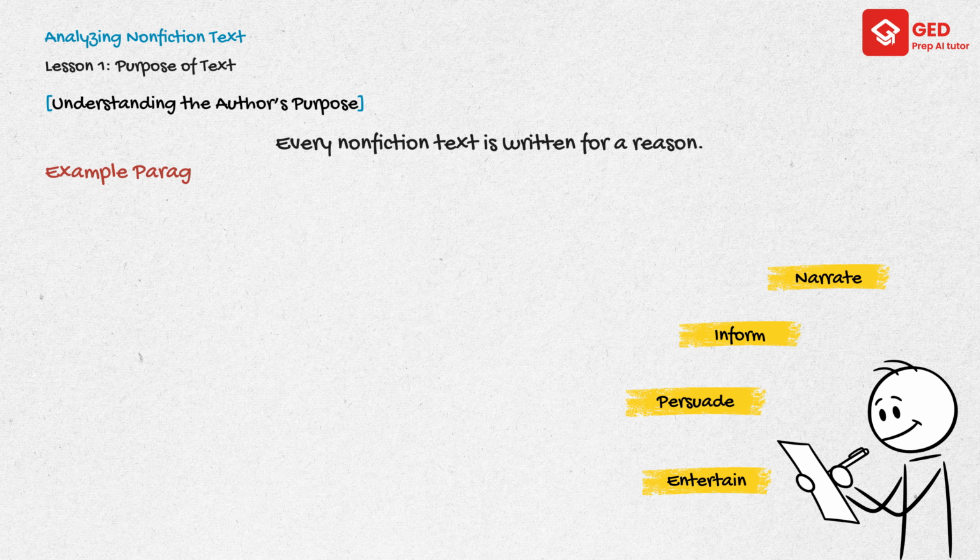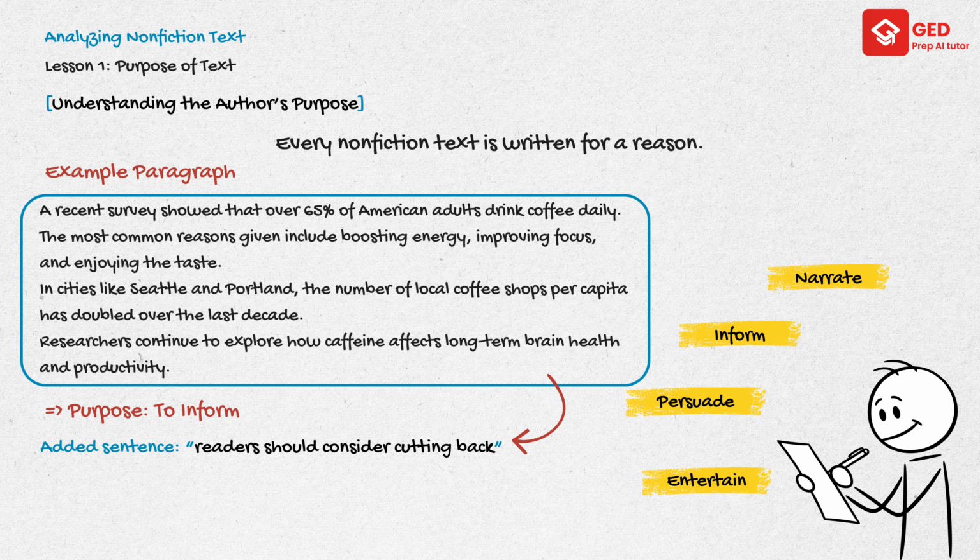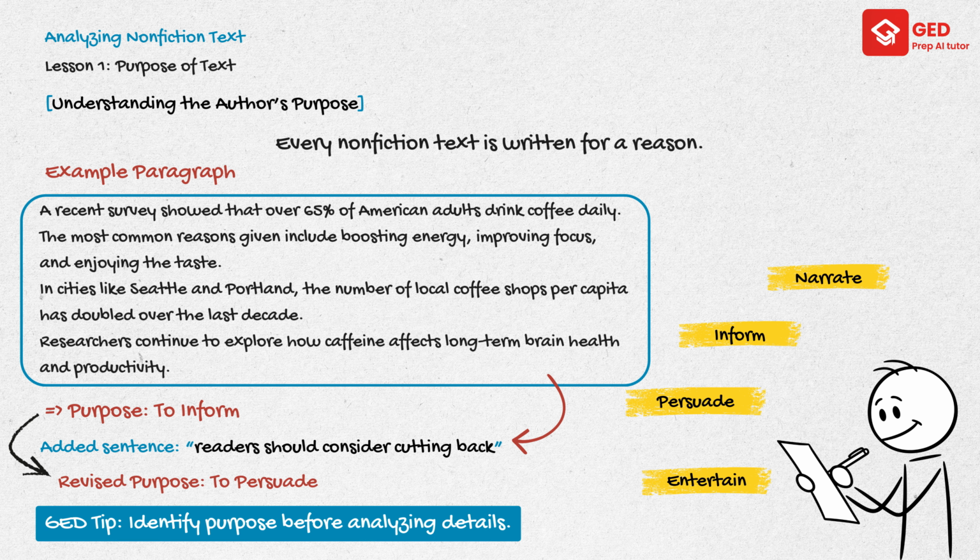Let's examine an example. This paragraph presents statistics and research about coffee consumption. Because it presents factual information without giving advice, the purpose is to inform. Now imagine a sentence is added recommending readers reduce caffeine intake. This recommendation changes the author's intent. Now the paragraph becomes persuasive. On the GED, identifying purpose is often the first step before analyzing arguments or tone.